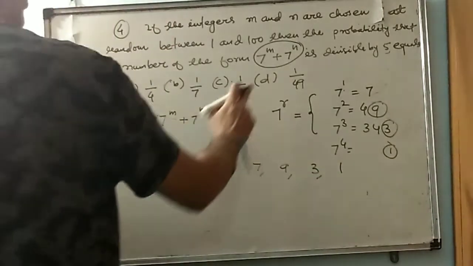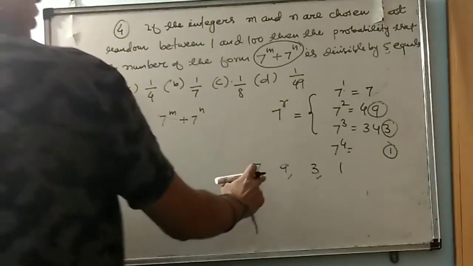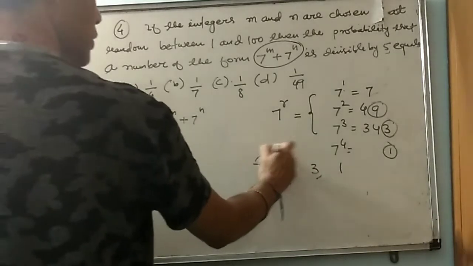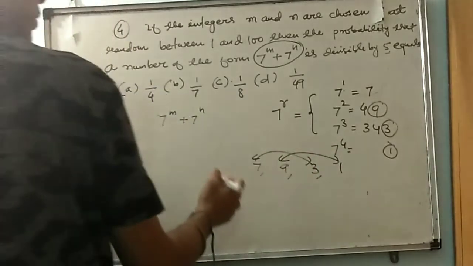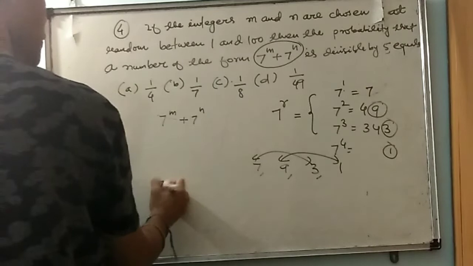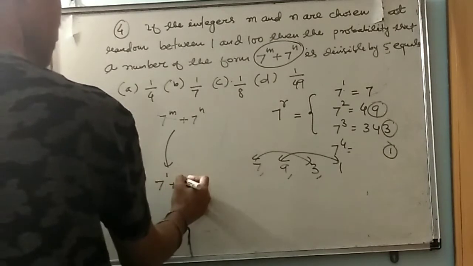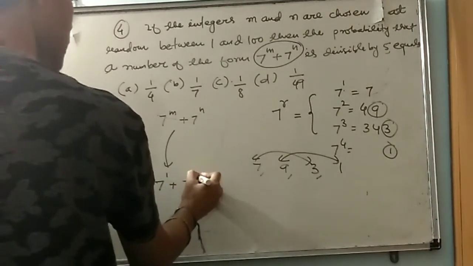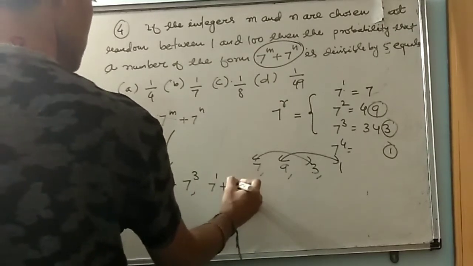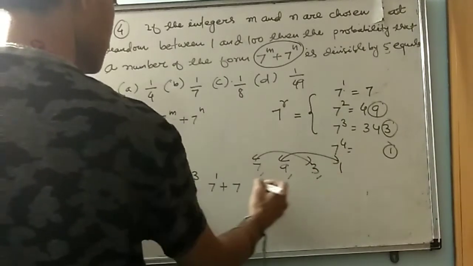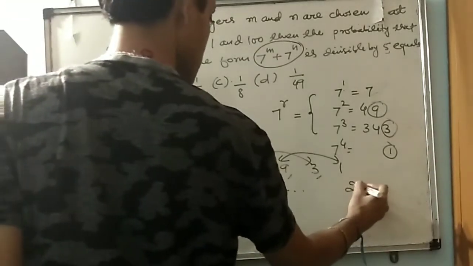Now, for favorable events, we have to look for the divisibility by 5. Now looking at these unit place numbers, 7 plus 3 is going to make it divisible by 5, and 9 plus 1 is also going to make it divisible by 5. So this 7 raised to m plus 7 raised to n can be, if I start with 7 raised to 1 plus 7 raised to 3, or it can be 7 raised to 1 plus, after a gap of 4, 7 raised to 5, and this way total possible will be 25.